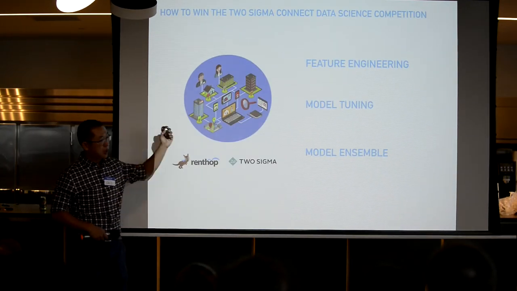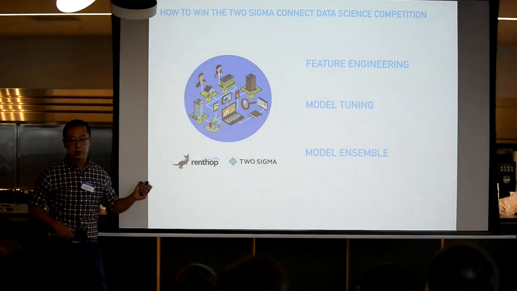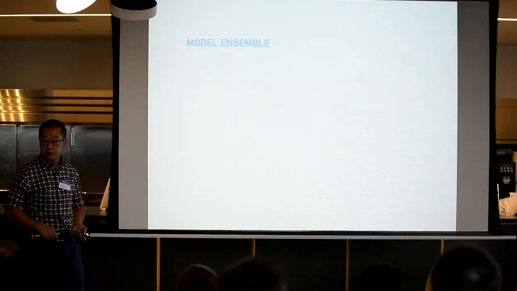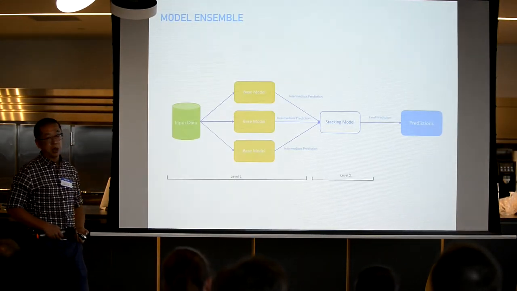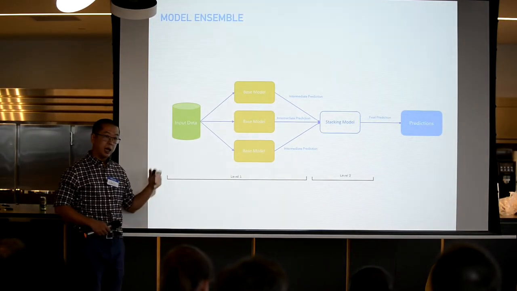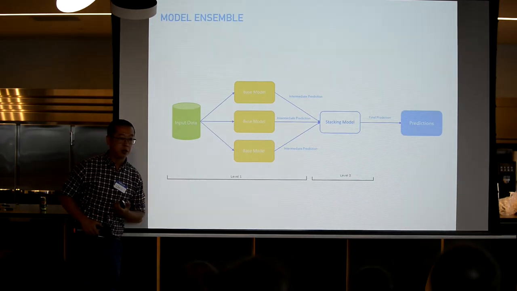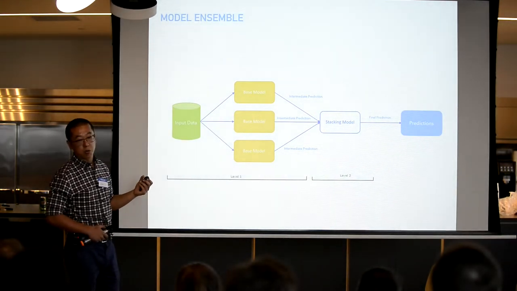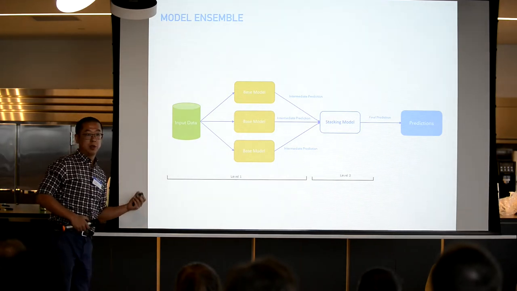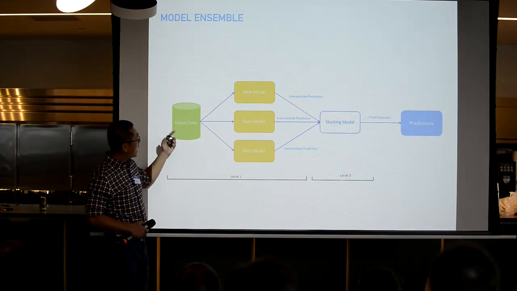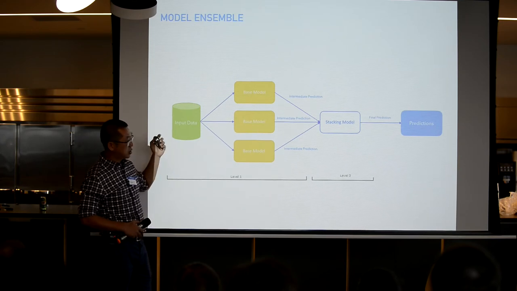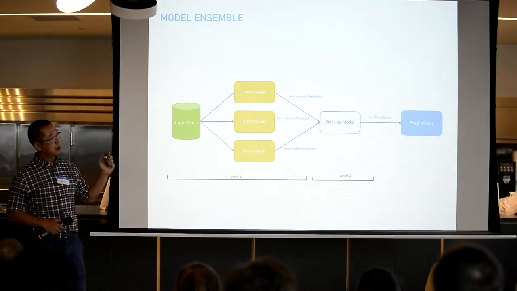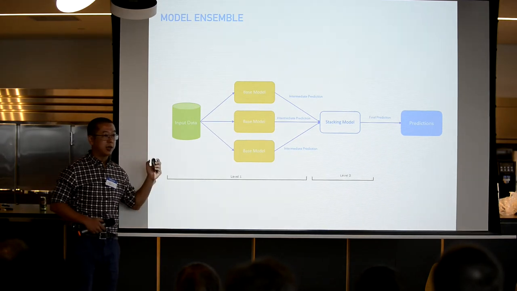So I'll just skip the model tuning part, which is maybe too dry, and talk about the model ensemble. So what does model ensemble mean? I'd like to use the quote from George Box, the famous statistician: all models are wrong, but some are useful. How model ensemble works is to have multiple models instead of one, and get them to work together to get a better result.